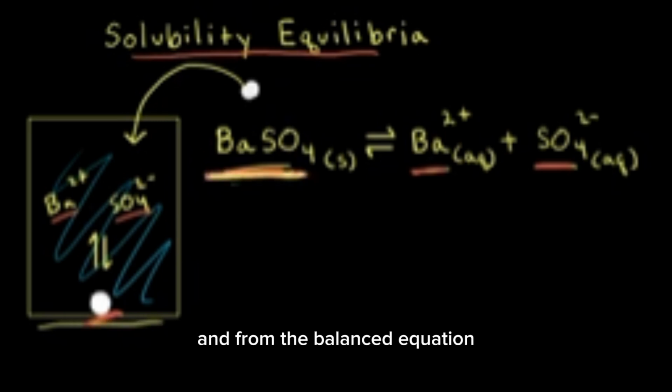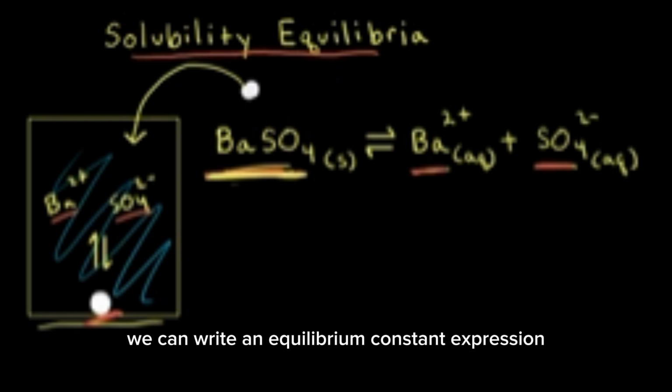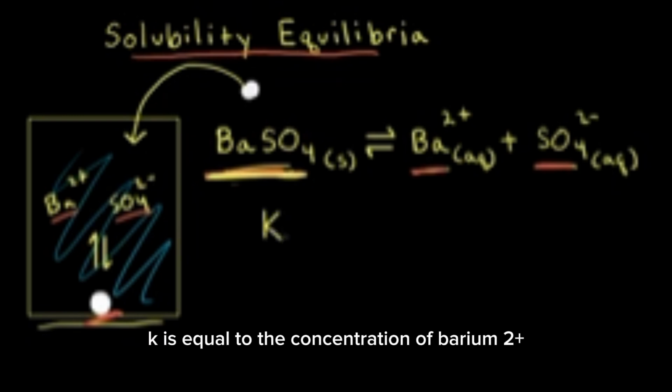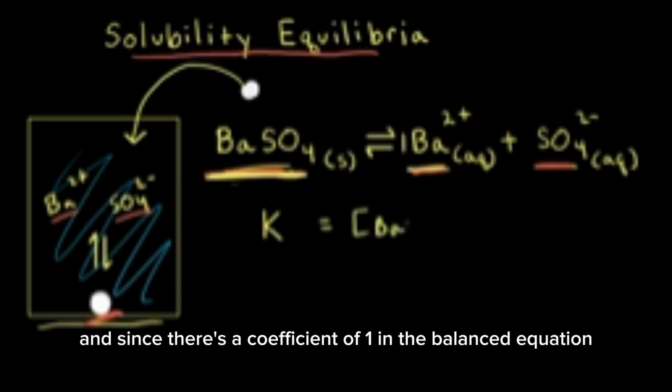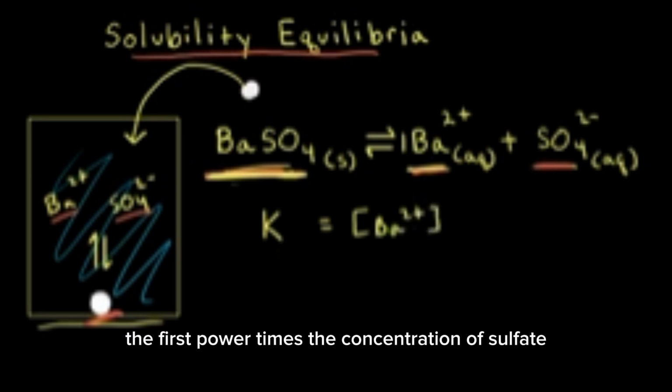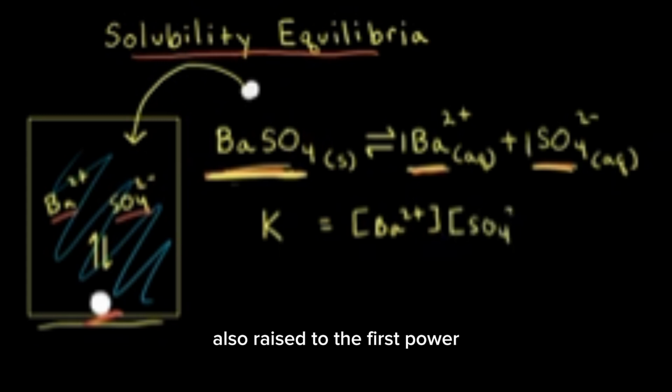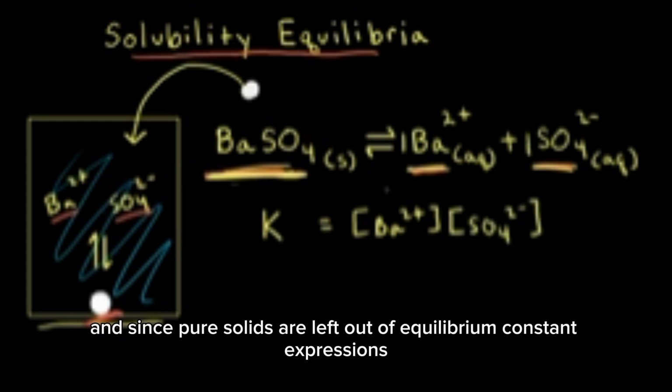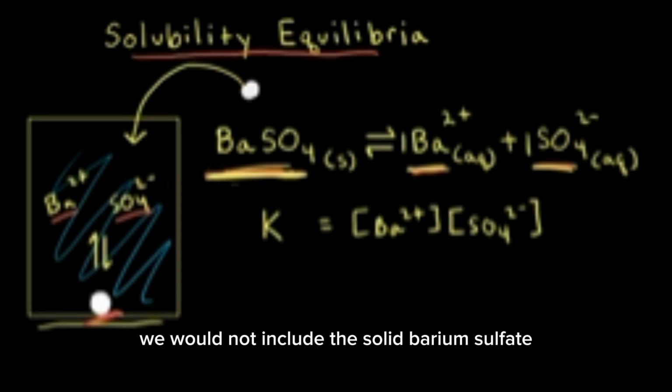And from the balanced equation, we can write an equilibrium constant expression. So we would write the equilibrium constant K is equal to the concentration of barium 2 plus, and since there's a coefficient of 1 in the balanced equation, it'd be the concentration raised to the first power, times the concentration of sulfate, also raised to the first power. And since pure solids are left out of equilibrium constant expressions, we would not include the solid barium sulfate.